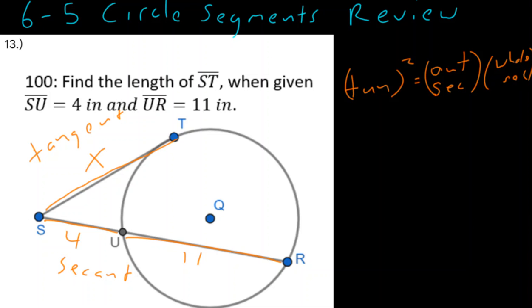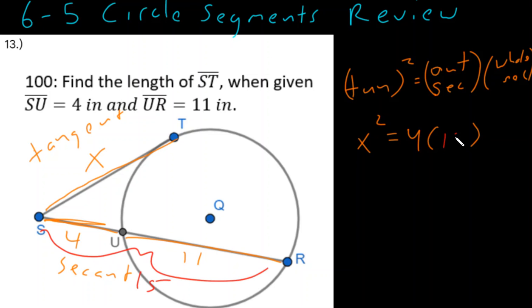Okay? So what would this look like? Well, let's say our tangent is x, so we square it, x squared is equal to our outside secant, 4, times, and then remember, this is where they're going to trick you up, it's not that 11, it's the whole secant, and 4 plus 11 is 15. So 4 times 15. Alright? All you have to do is solve for x, and then you will have the correct answer here.